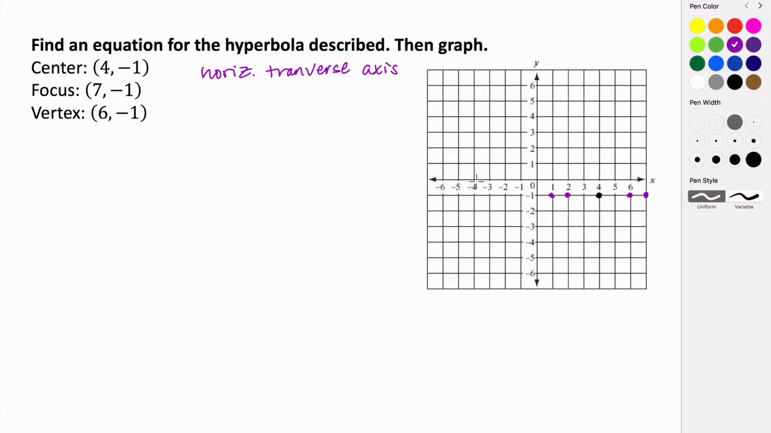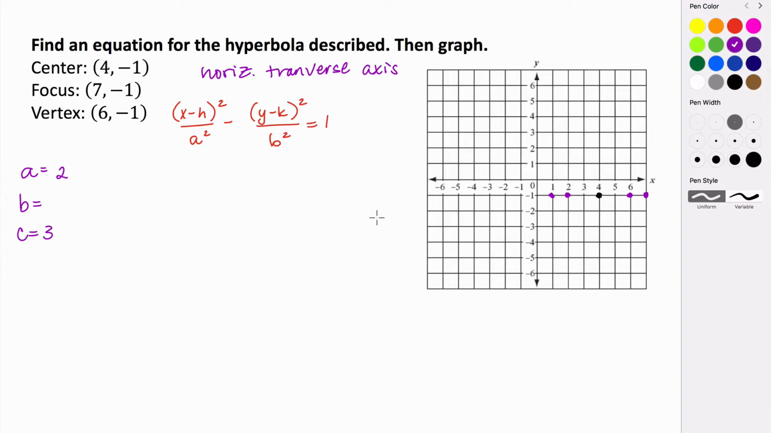Because it has a horizontal transverse axis, that means that it's going to have the x minus h quantity be the leading term. So (x minus h) squared divided by a squared minus (y minus k) squared divided by b squared equals 1. So let's identify the information that we know. a, which is the distance from the center to our transverse axis vertex, is 2. b, we don't know. We don't know really anything about our conjugate axis. But we do know that c, which is the distance from the center to our focus, is 3.